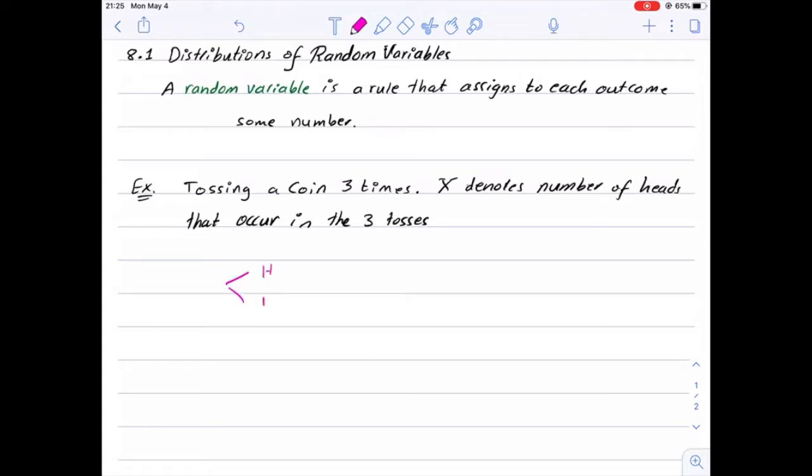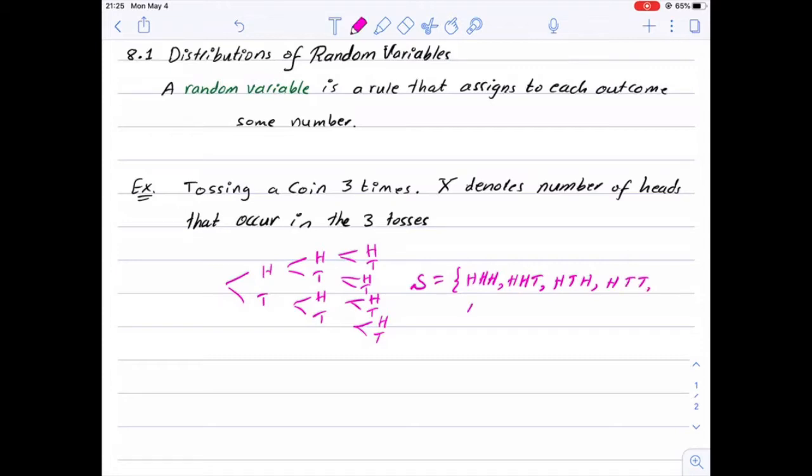the first time we may get head or tail, the second time head or tail, the third time head or tail, so the sample space S consists of head, head, head; head, head, tail. Those are all possible outcomes. I'm trying to list them here. Head, tail, head; head, tail, tail; tail, head, head; tail, head, tail; tail, tail, head; tail, tail, tail.